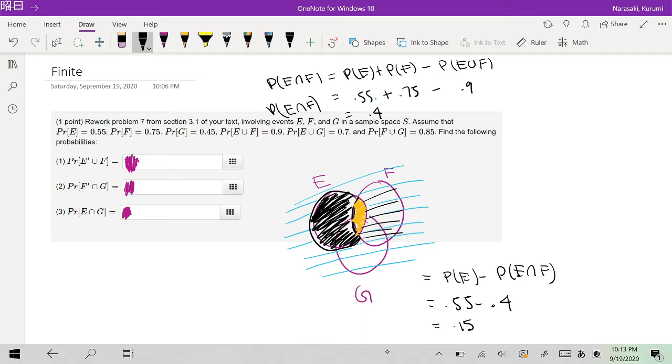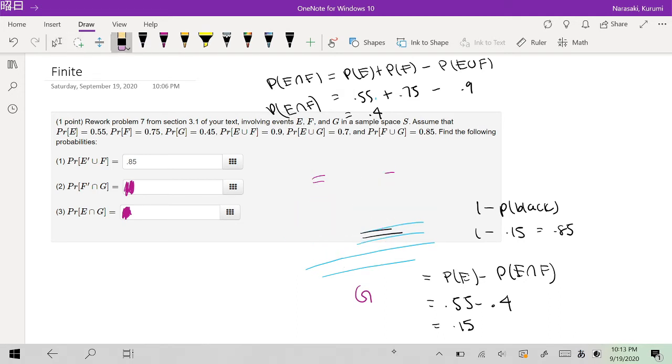And then we just have to subtract that area from the whole thing. And all probability has to add up to 1. So if we know that, we can just take 1 minus the probability of the black part, which we know is 0.15, which is equal to 0.85. So for A it is 0.85, check. Good to go. And then for the next question, let me actually restart the graph.